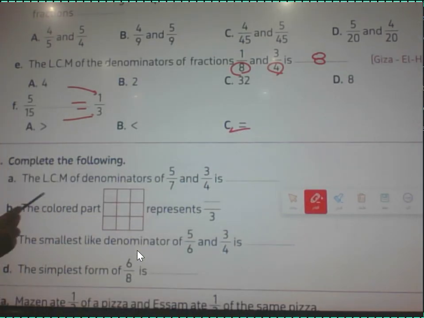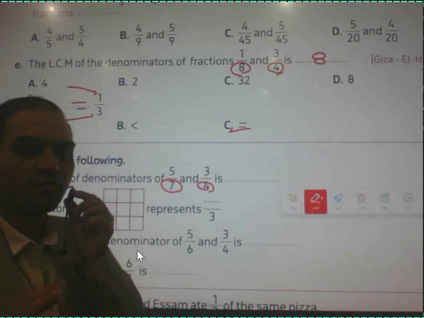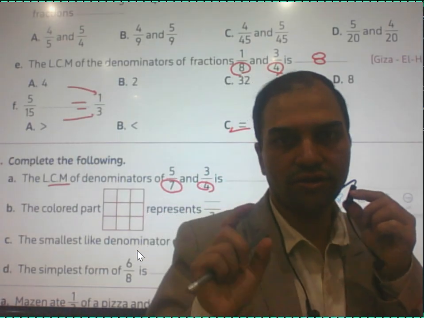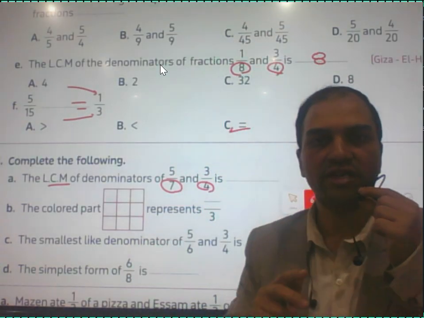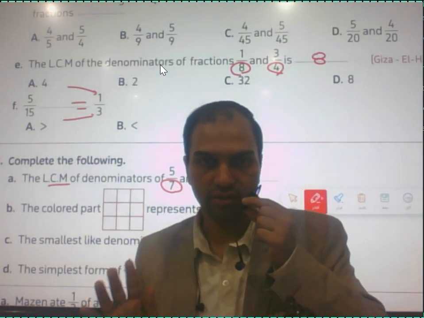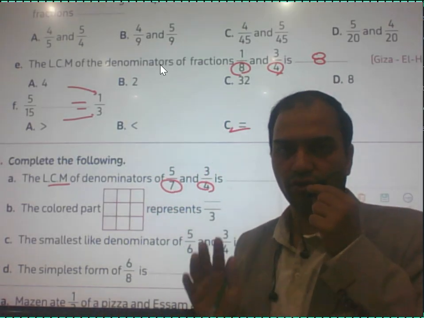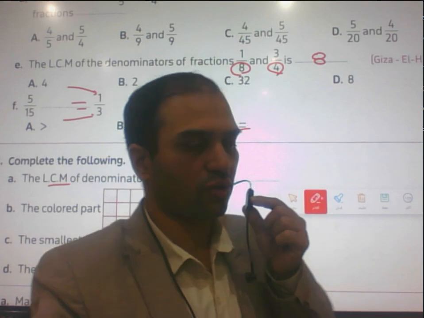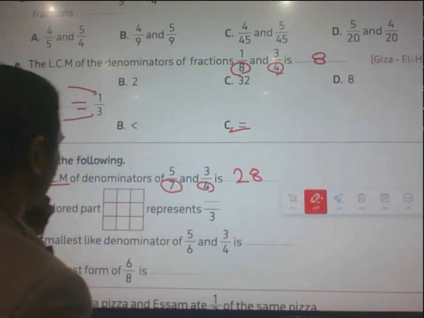Question number 2: the least common multiple of the two denominators 7 and 4. 7 and 4 we call relatively prime numbers, because the highest common factor between the two numbers equals 1. 7 and 4 can't be divided by a number other than 1. Then the least common multiple between them equals their product. 4 multiplied by 7 equals 28. The answer here equals 28.